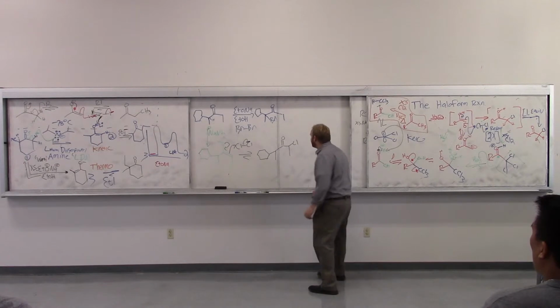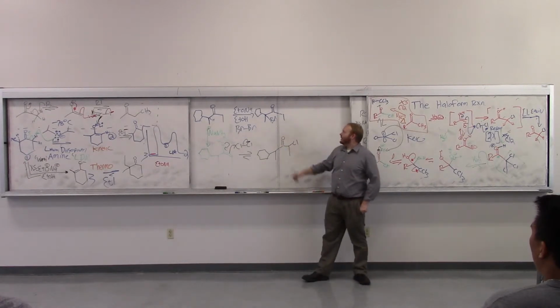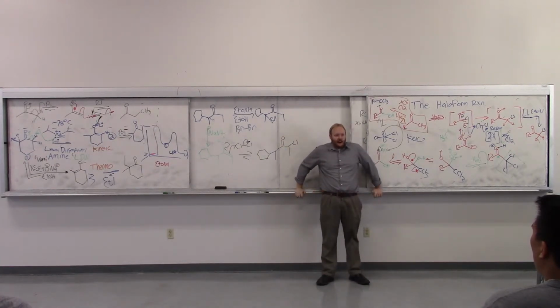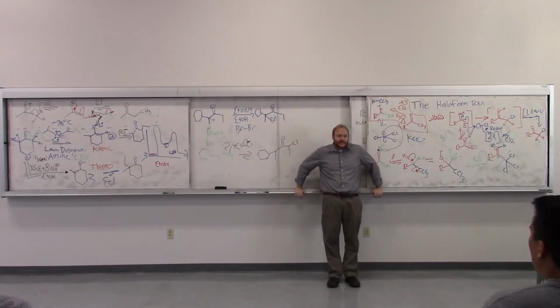Synthetically speaking, what do you think alpha halogenated ketones would be useful for? What kind of chemistry? If you make the molecule, what do you think you would do with it next? Synthetically, what transformations can you do with an alpha halogenated ketone? Or aldehyde or ester or whatever.